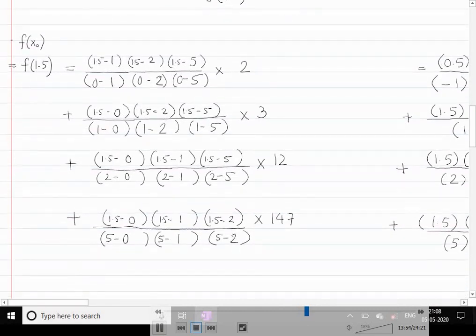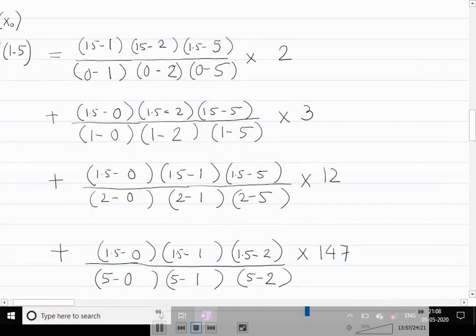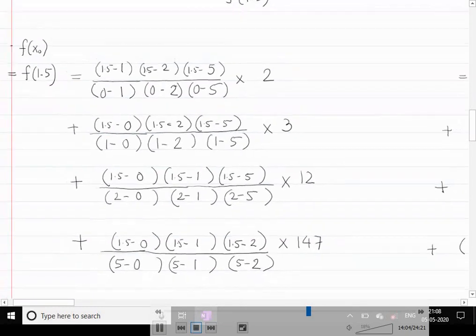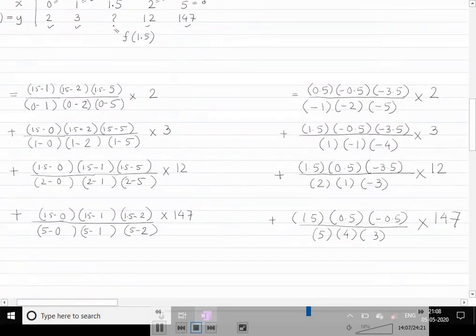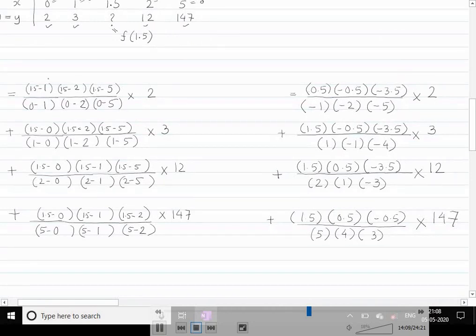So now I have to use my calculator, subtract them, and I look at each bracket. Orally I will do the subtraction, if not, I will use my calculator. And this entire calculation becomes something like this. For example, 1.5 minus 1 becomes 0.5, and then 1.5 minus 2 becomes minus 0.5, this becomes minus 3.5, and I will do this for all terms for all the four people simultaneously.